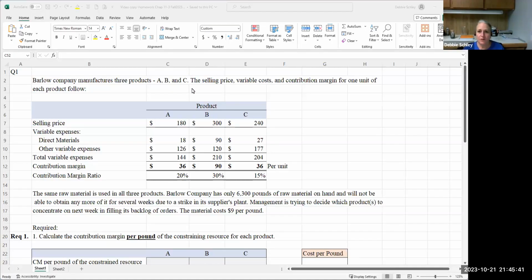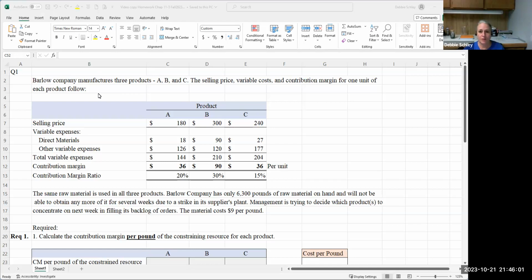Okay, so I am going to quickly walk you through homework chapter 11-3. It looks like a lot, and as long as you just take it a step at a time and read the questions carefully, and especially pay attention to what they're actually asking for, it shouldn't be a problem.